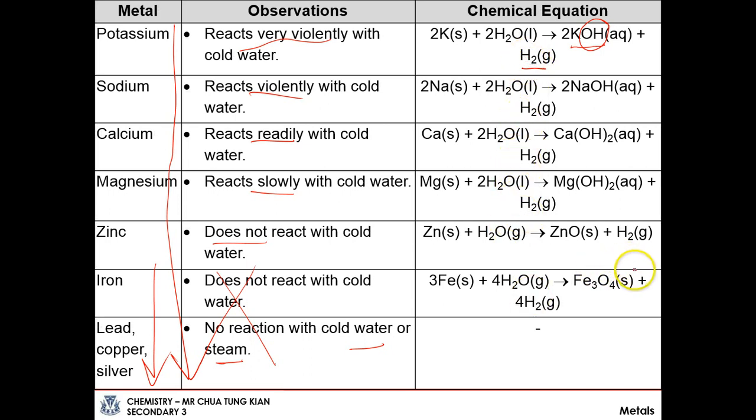This one is particularly interesting. It is Fe3O4. Take note, it is not Fe2O3. It's Fe3O4. This is iron 2,3 oxide, or called tri-iron tetroxide.